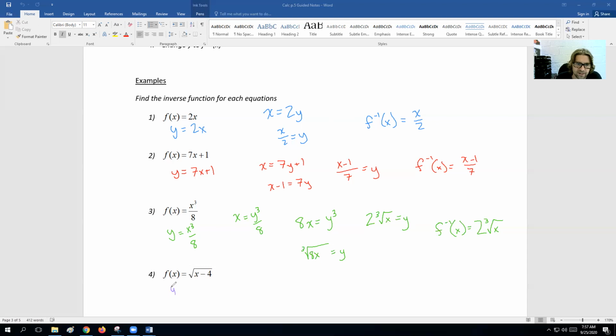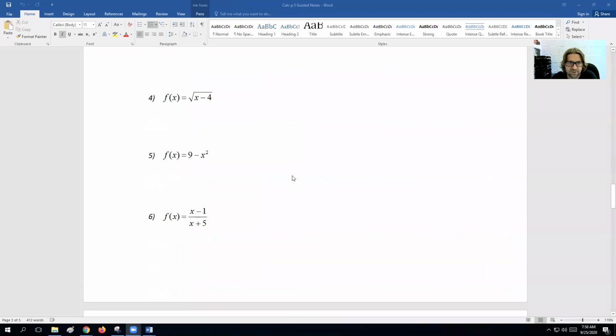Here we go. Next one, we got y equals the square root of x minus 4. Well, we're going to change that to x equals the square root of y minus 4. Got to get rid of the square root by squaring the other side. So x squared equals y minus 4. We'll add 4 over. X squared plus 4 equals y. So the inverse function here is x squared plus 4. So hopefully these aren't too bad. Nobody's brain is freaking out yet. All right, well, speaking of brains freaking out, let's scroll down, do the next couple.